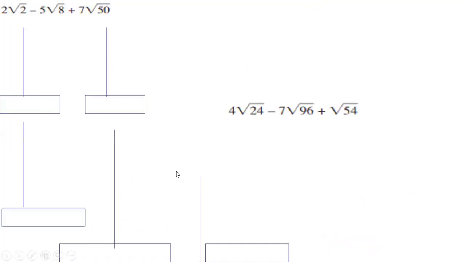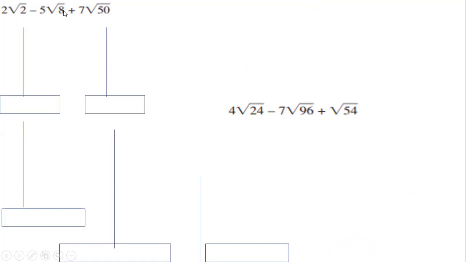Now we have this expression: 2 radical 2 minus 5 radical 8 plus 7 radical 50. We are adding different radicands: radical 2, radical 8, and radical 50. Of course, we cannot add them when they are written like this. We look inside the radical. 2 is a prime number, we keep it as it is.